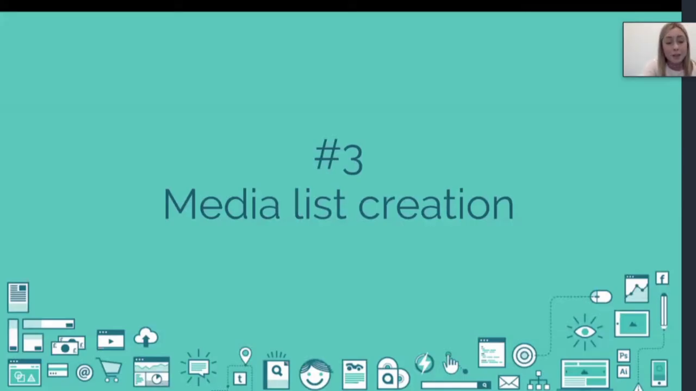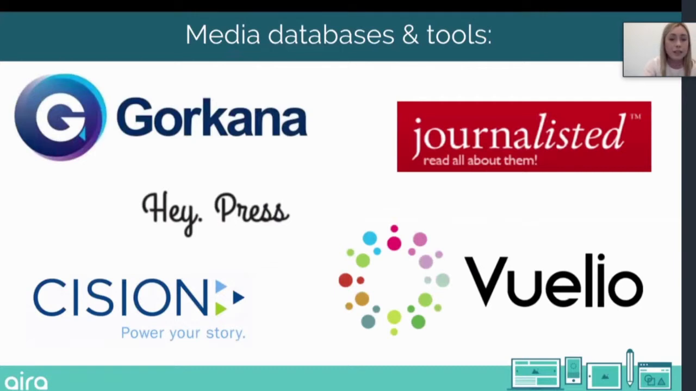So my third point then is getting down to the nitty gritty. It's all about the media list creation now. There's a number of tools out there that you can use. Some are free, some are paid for. Vulcana is a paid for service, along with Vulio, but I rely personally on Journalisted as well. Journalisted is a great tool because you can plug journalist names into it and it will bring up a number of articles that they've written in the last 12 months. So you can see the kinds of things they're writing about and see if your content's relevant, which is really handy.